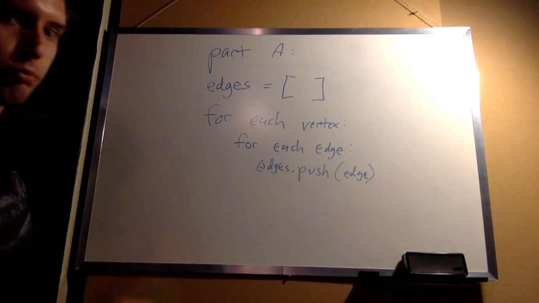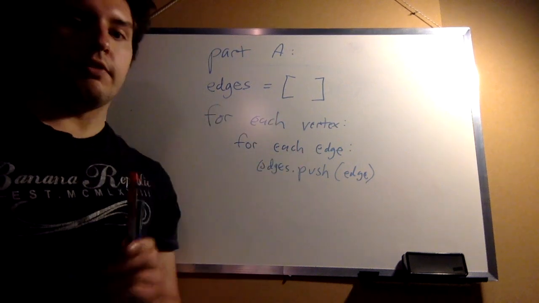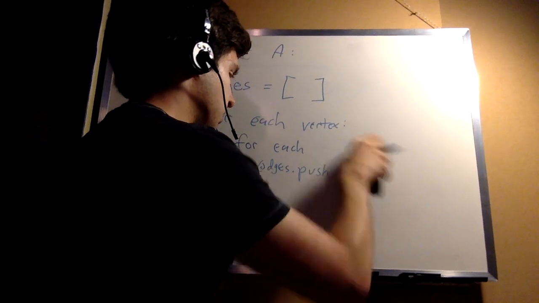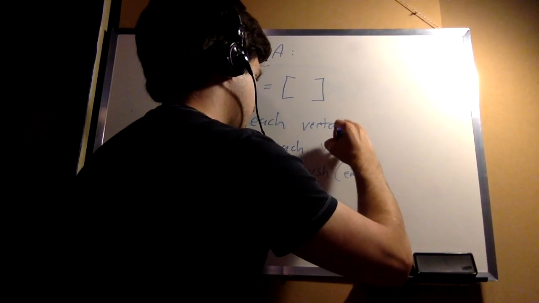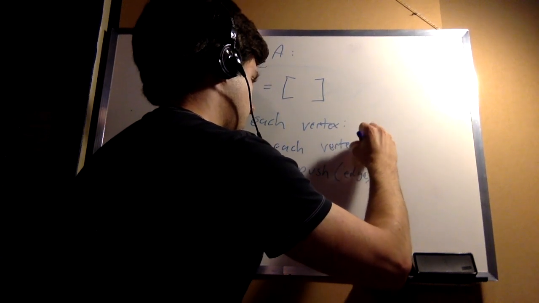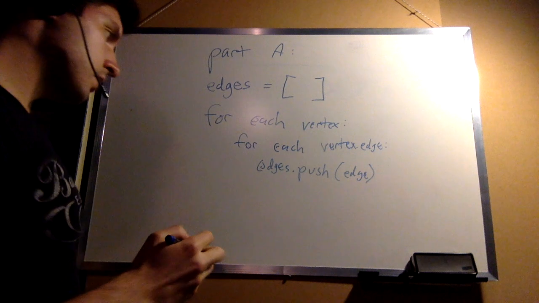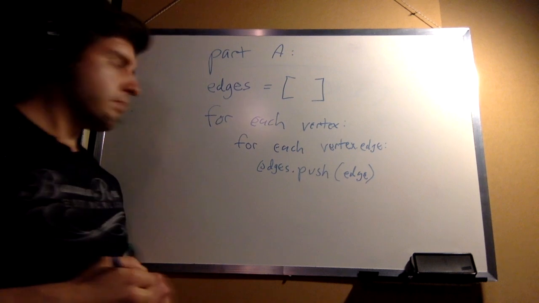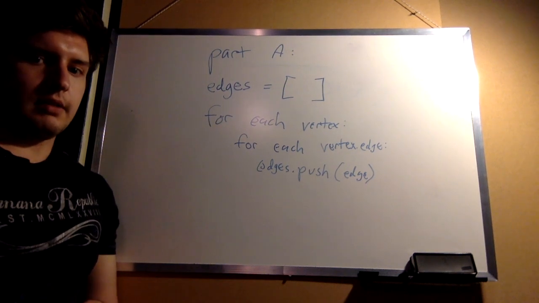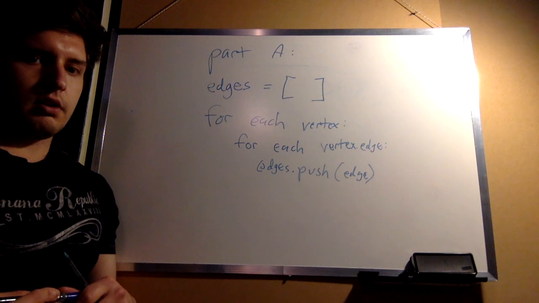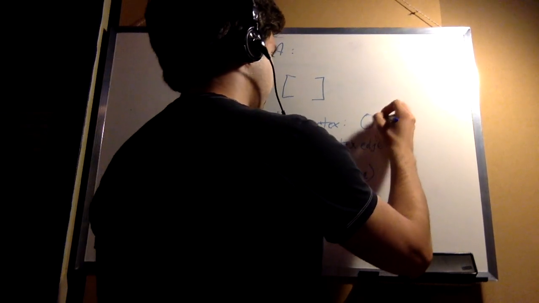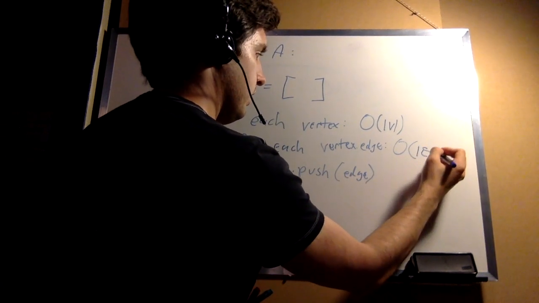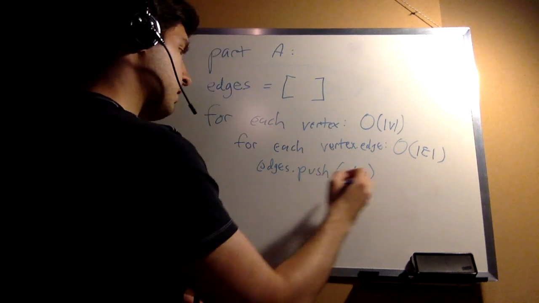So all we're doing here is we're walking through every vertex and every edge of every vertex. Just make this more clear: for each vertex, for each edge, push the edge into this list here. Okay, and great. Now, what's the runtime of this? So O of V, O of E, and O of 1.